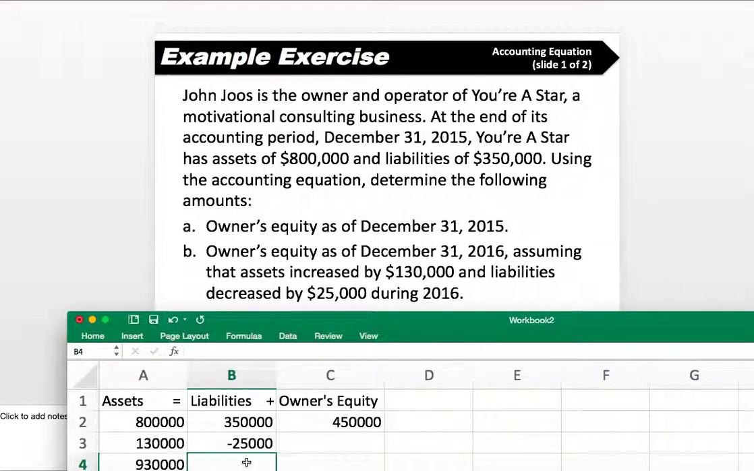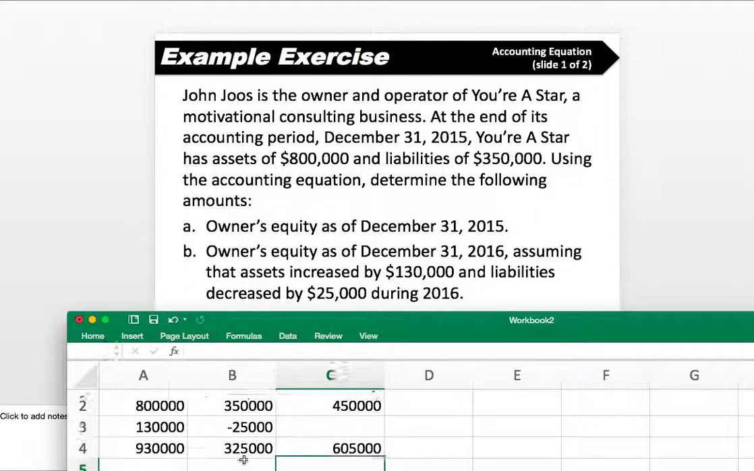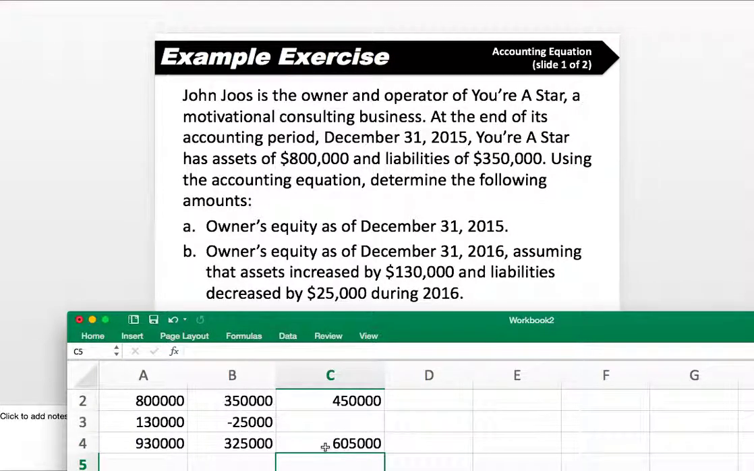And it says assume that liabilities decreased by $25,000. That means that liabilities are now $325,000. And then we're going to solve for owner's equity. So you can see in Excel what I'm doing is making a formula, and I'll say assets minus liabilities to come up with that number of $605,000, and that would be the answer for part B.